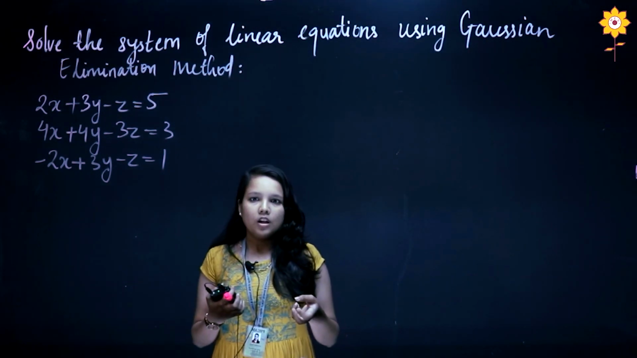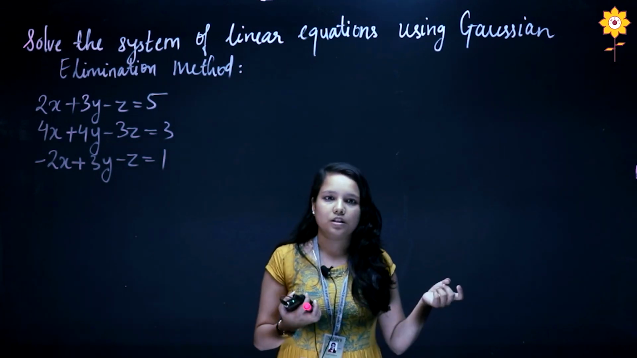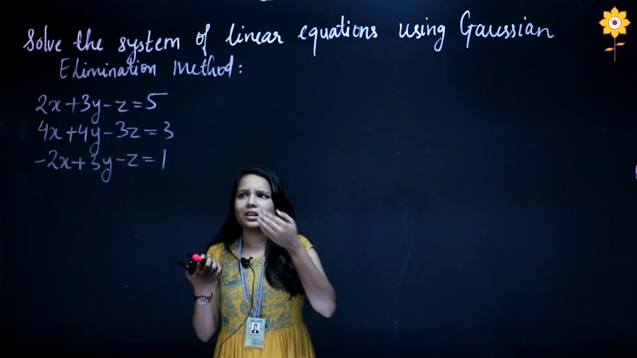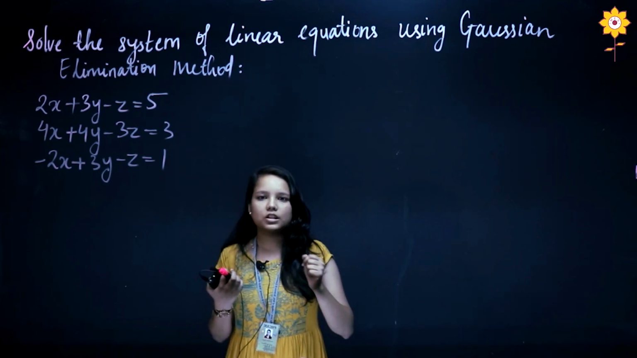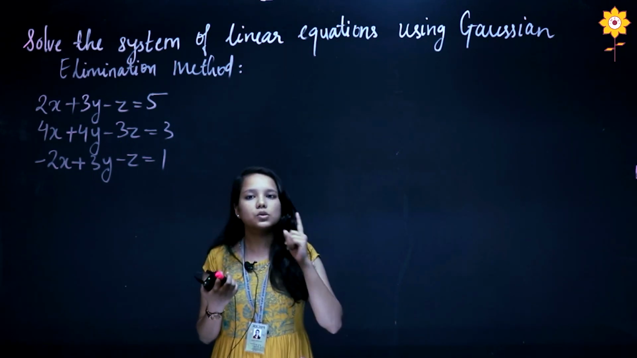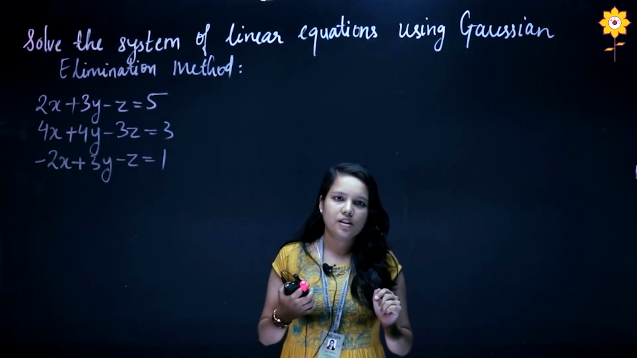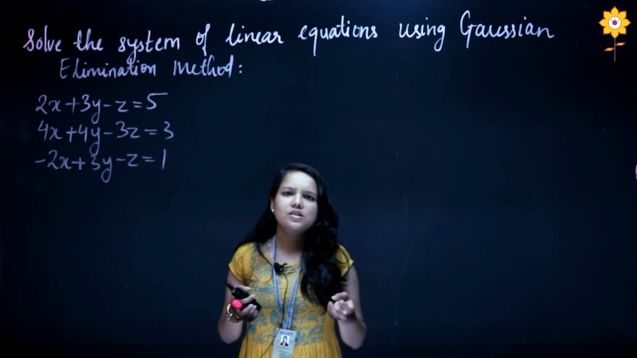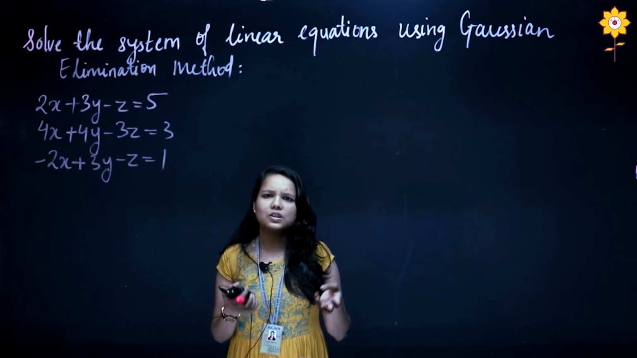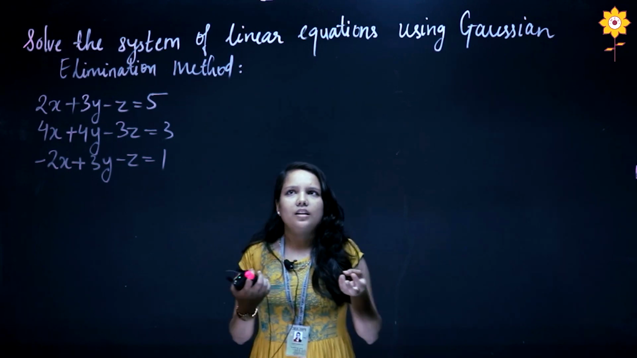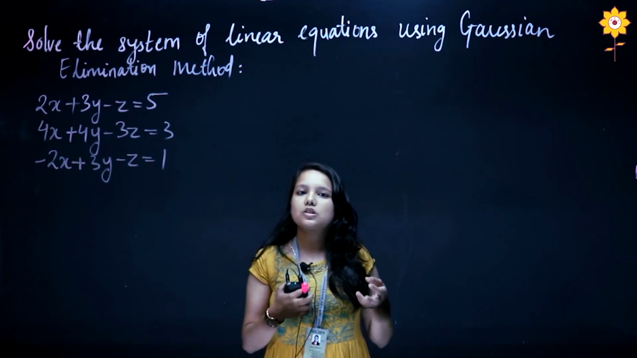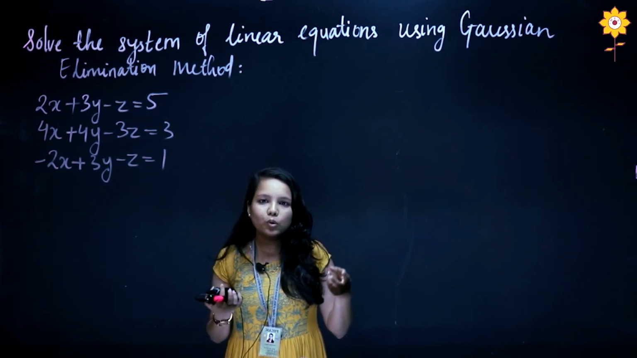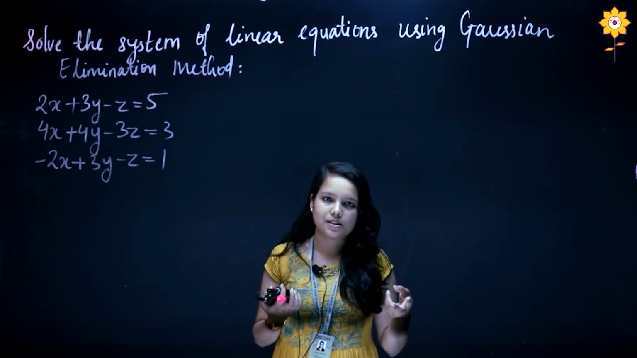This Gaussian elimination method is what we are going to use to solve a system of linear equations. You can see there are three linear equations, and we are going to solve them using the Gaussian elimination method. In general, we solve linear equations using different methods, such as the elimination method and the substitution method. These are very easy if we have only two linear equations with two variables.